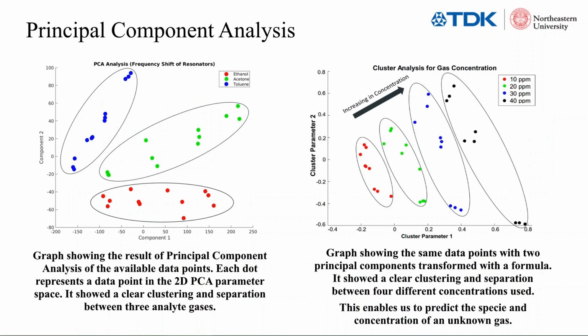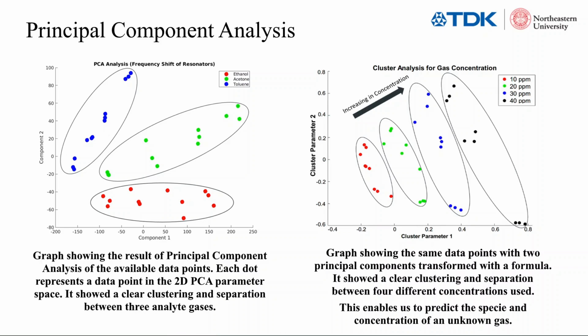Principal component analysis was used on the data points of the frequency shift of all the combinations of gas species and concentrations. 2 of the most significant components were calculated and plotted on a graph. The results showed that the data points belonging to 3 aniline gases were clearly separated in distinct clusters. This enables the classification of the species of an unknown gas regardless of the concentration.